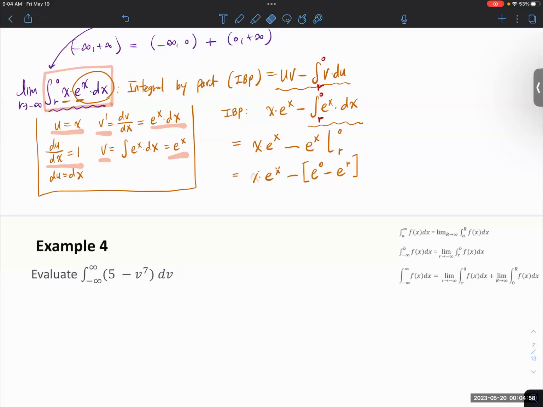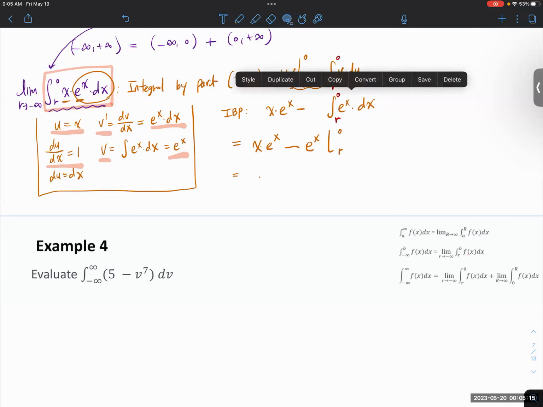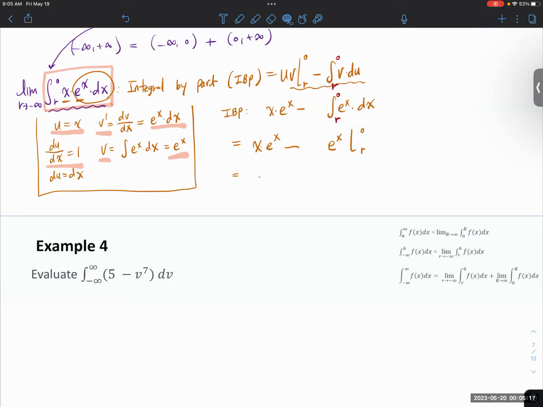Let me just get rid of this one for a second. I'm going to move this a little bit to here. We have the interval from r to 0 everywhere. Don't you think so? So go back to the IBP part. What I'm saying is, I have r to 0 everywhere. That's the interval, so we have to do that work. So let's try it one more time.